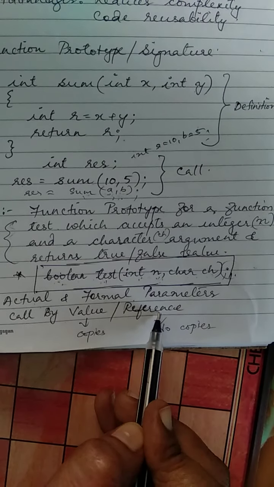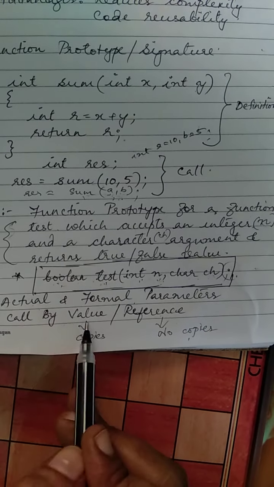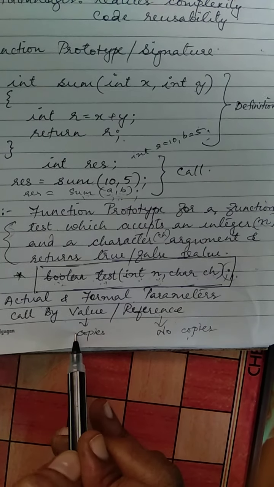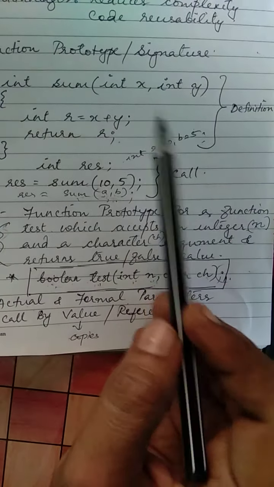Call by value, call by reference. Reference means they act upon the original values. No copies are created. But in call by value, copies of arguments are created. I'll just give the definition.